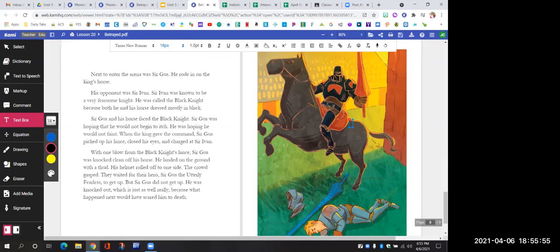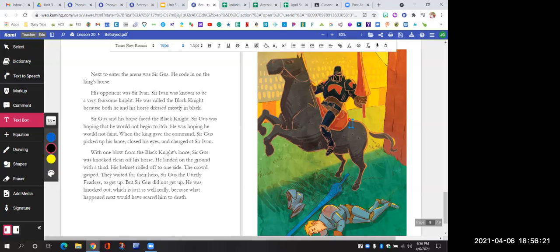Sir Gus and his horse faced the Black Knight. Sir Gus was hoping that he would not begin to itch. He was hoping he would not faint. When the king gave the command, Sir Gus picked up his lance, closed his eyes, and charged at Sir Ivan. With one blow from the Black Knight's lance, Sir Gus was knocked clean off his horse.